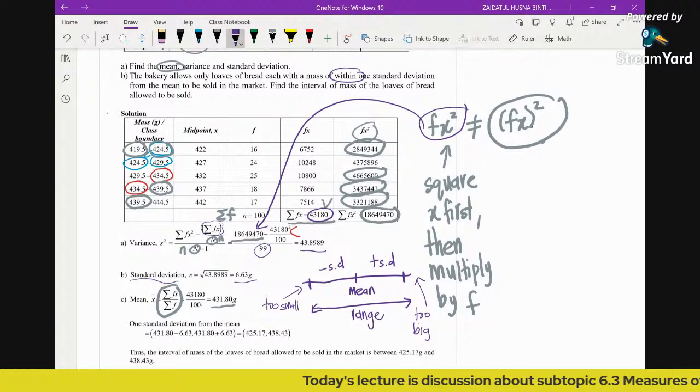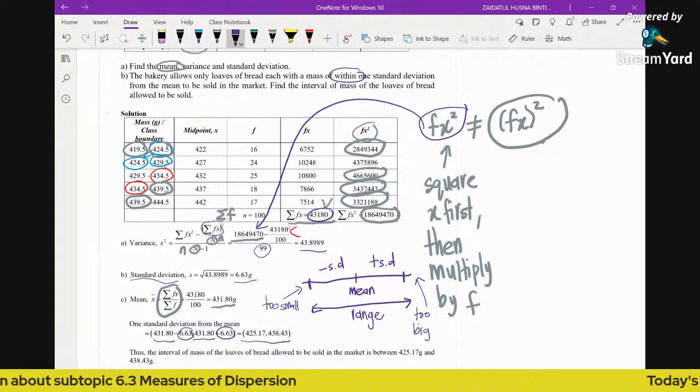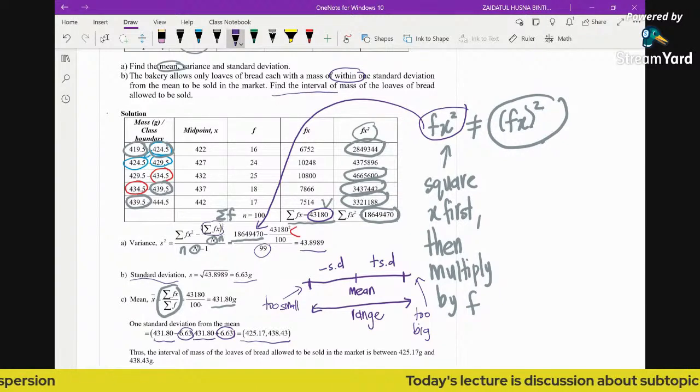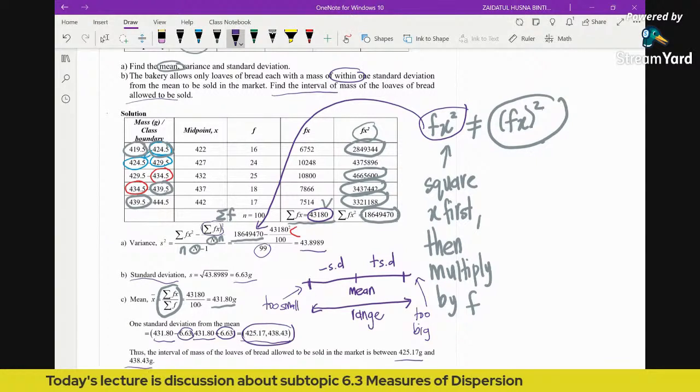So again, you have your mean 431.8, and we just subtract the standard deviation and add the standard deviation. So this is the range that we will get. Now the question says find the interval of the bread allowed to be sold. We have got the range, so this is basically the range, and this is the answer.